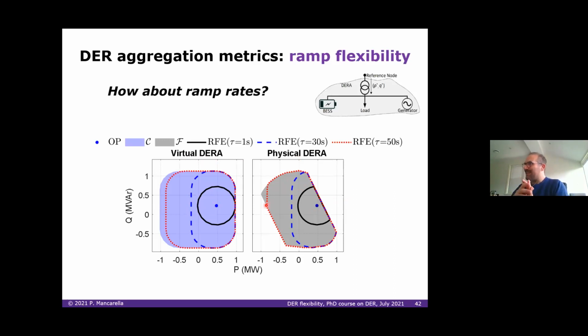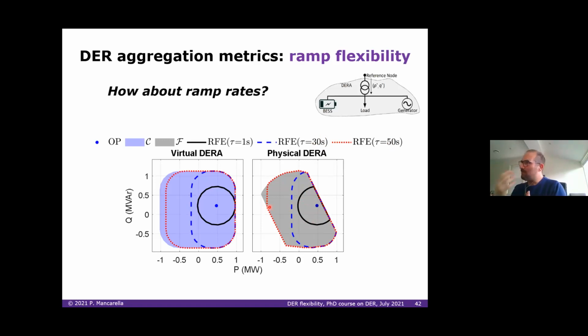However, I don't know how long it takes to move. So if I need to provide a fast frequency response service, for example, in 1 second, I can only move from here to here. So my actual flexibility region is limited by how fast I can move my operating point. If instead I'm allowed 30 seconds, I can, for example, move here, and in 50 seconds I can move here. So with the characteristics of the arm shown here, in 50 seconds, in 1 minute, basically, I can pretty much cover all the operating regions.